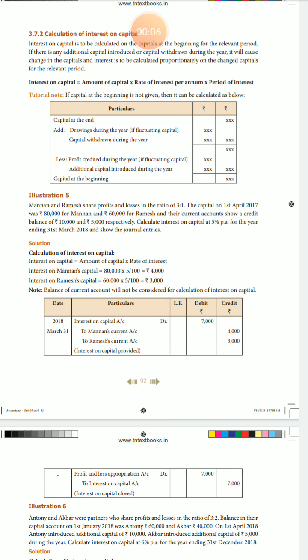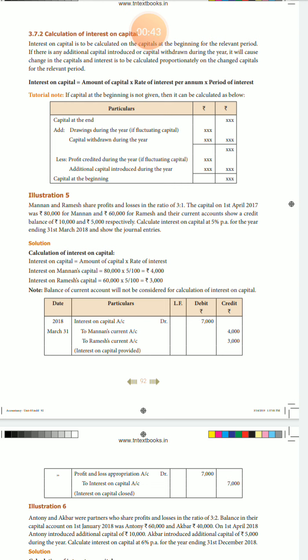Last class we studied the calculation of interest on capital, and the formula is: interest on capital equals amount of capital into rate of interest per annum into period of interest. One format I already dictated. Next one, illustration 5.1 journal entry. This type of sum is a board exam 3 mark sum. You write only in journal entry.